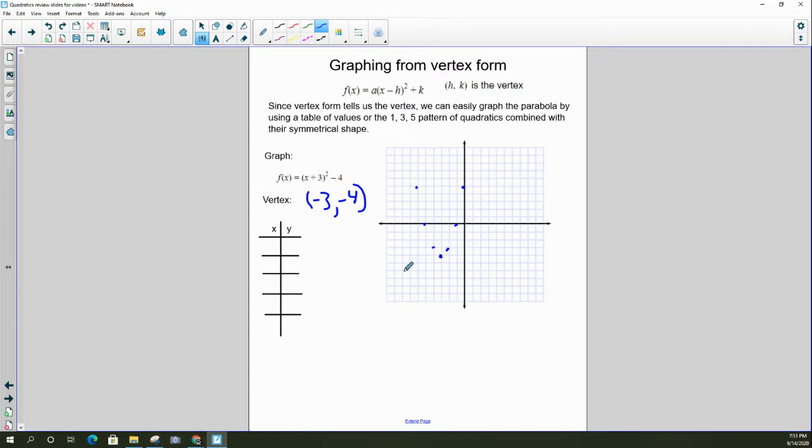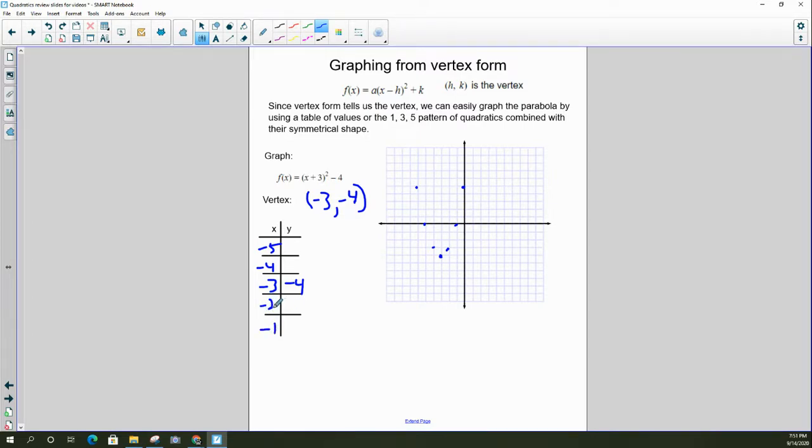All right, and now I'll confirm those points over here. Whenever you do a table of values with quadratics, you always want to put the vertex in the middle, because we know that the vertex is the center of the graph, right? That lines up with the axis of symmetry. Then you'll go a couple numbers smaller and a couple numbers larger.